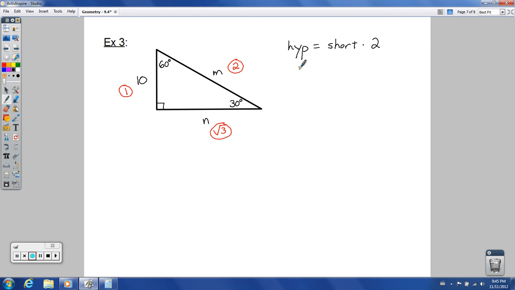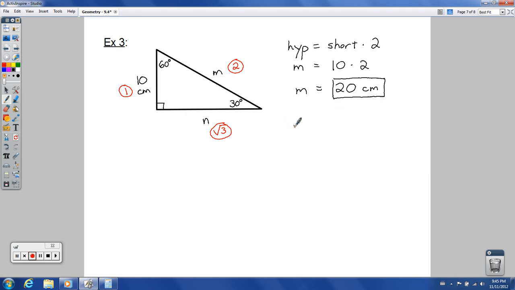So here the hypotenuse is M, I don't know yet. The short is 10, and 10 times 2 equals 20. So if you were given this, you would say M would be 20, and let's put some units here. Let's say this is centimeters, just so we get used to writing units in this lesson. So let's say that centimeters is our units, that would be 20 centimeters.